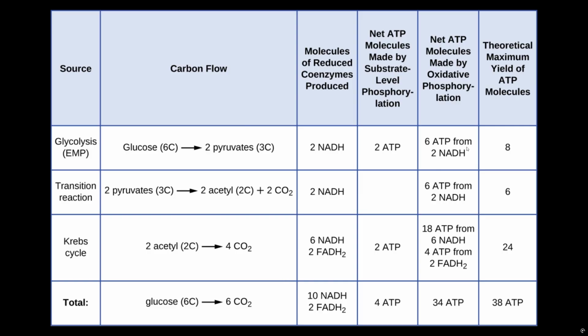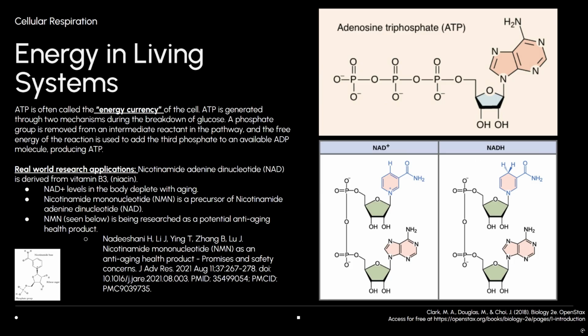ATP is often called the energy currency of the cell. ATP is generated through 2 mechanisms during the breakdown of glucose. A phosphate group is removed from an intermediate reactant in the pathway, and the free energy of the reaction is used to add the 3rd phosphate to an available ADP molecule, producing ATP.